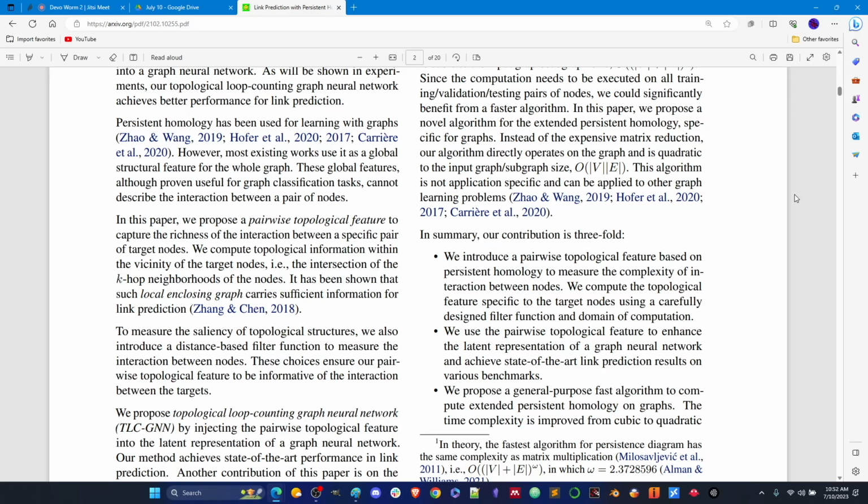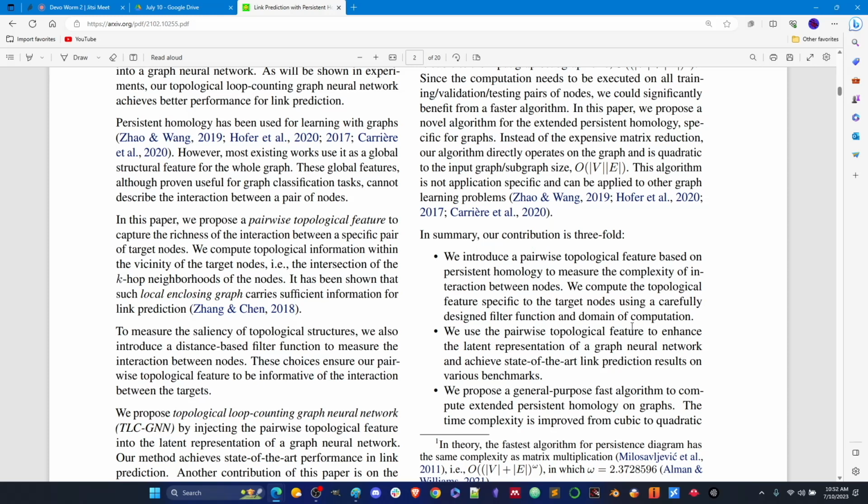So they define their topological features in their nodes very carefully, and they can predict links from that. So they have these neighborhoods, they have this sort of birth and death process, and that's what they're using to make these predictions.